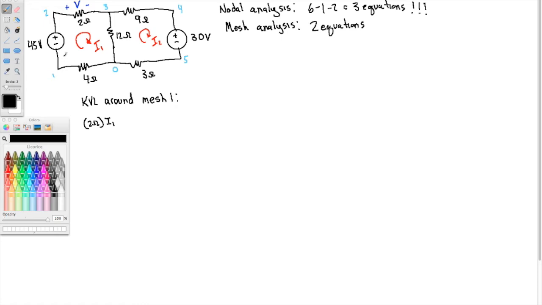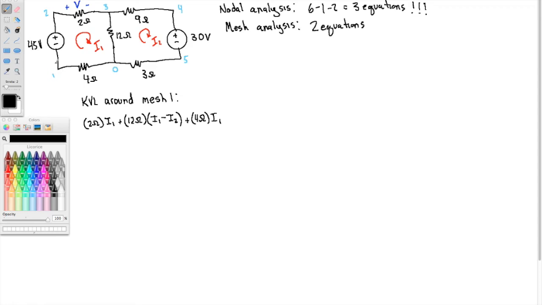I'm going to go around mesh 1. So now I've got the 12 ohm resistor. So the voltage drop using Ohm's law is 12 ohms times the current in that resistor. I1 is going with me, and I2 is opposing me. So the current then is I1 minus I2. That puts me at node 0, and I'm going to go this way, around mesh 1. So I'm going across the 4 ohm resistor. So the voltage drop there is 4 ohms times I1.